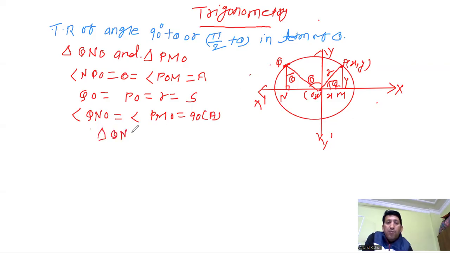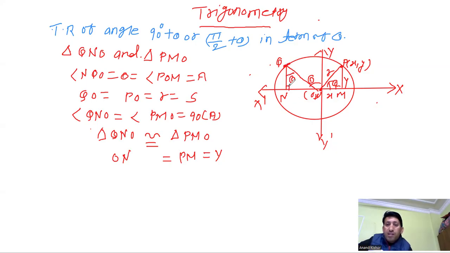Triangle QNO is congruent to triangle PMO. Now see, both triangles are congruent, so the side opposite to theta is PM, and PM is Y. We can write here corresponding parts of congruent triangles. So opposite theta is side Y, and here opposite theta is side ON. And we know PM is how much? Y.